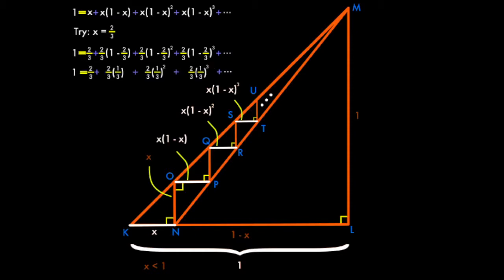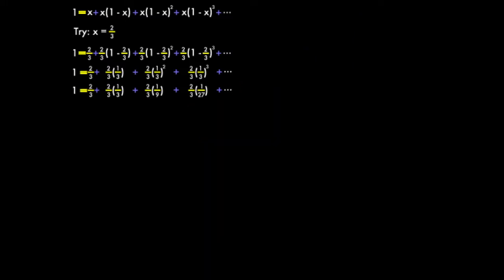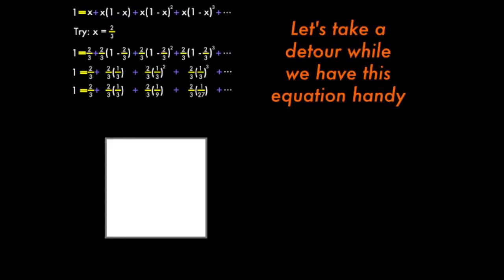Doing those subtractions, we see that we get 1 is equal to 2/3 plus 2/3 times 1/3 plus 2/3 times the square of 1/3. So inside each of the parentheses is a third, and that's going to get cubed, into the fourth, into the fifth, and on and on and on. When we multiply out the term inside of the parentheses, we see that we get 1/3, 1/9, 1/27, and that goes on. But at this point, let's take a detour while we have this equation handy.